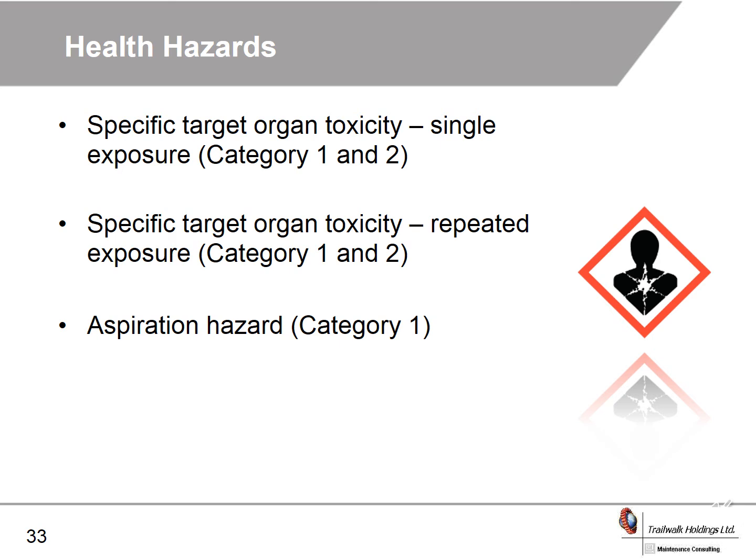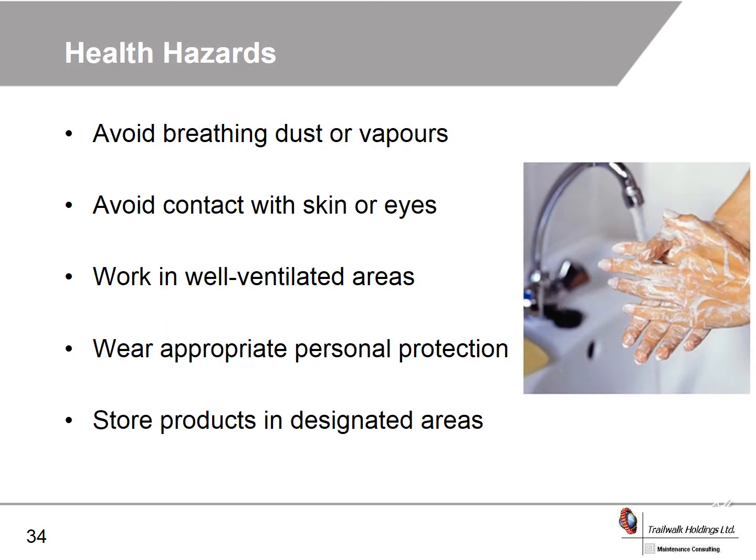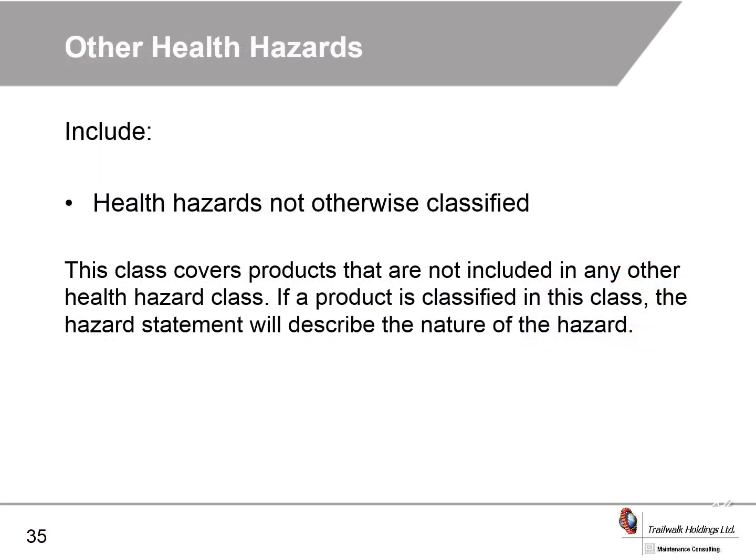Aspiration hazard, category 1. Health hazard precautions include: avoid breathing dust or vapors, avoid contact with skin or eyes, work in well-ventilated areas, wear appropriate personal protection, and store products in designated areas. Other health hazards include health hazards not otherwise classified. This class covers products that are not included in any other health hazard class.